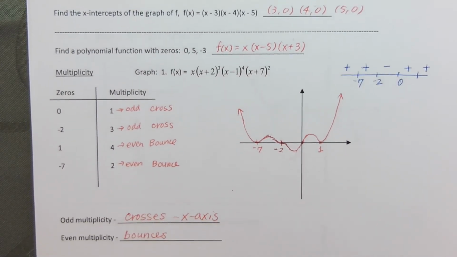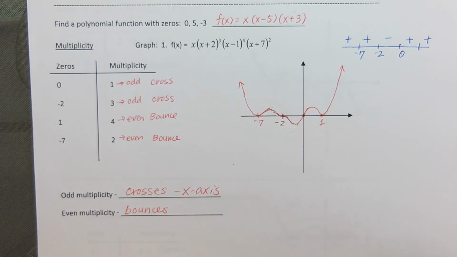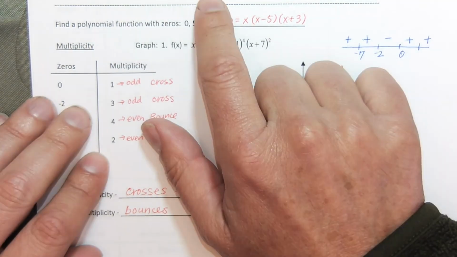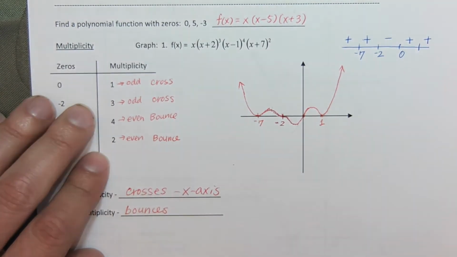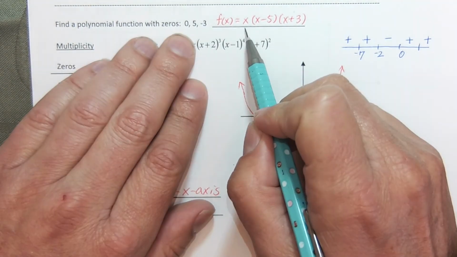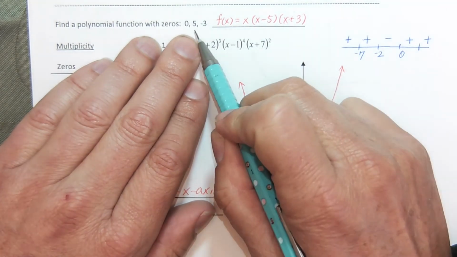Next up, we're going to find a polynomial with zeros specifically at 0, 5, and -3, and I want to show you how we got this. X equals 0 is obvious, but here it's -5, but it's +5 here.